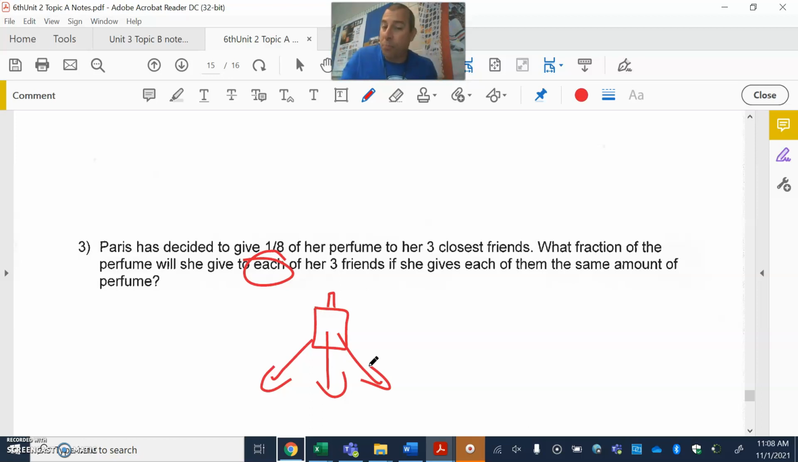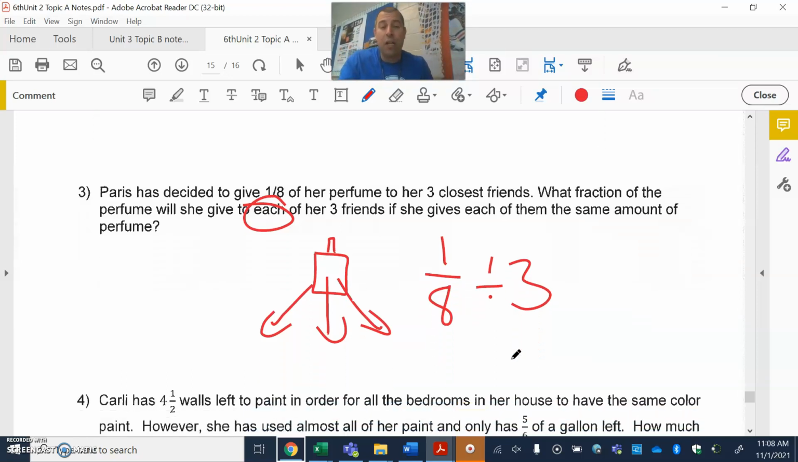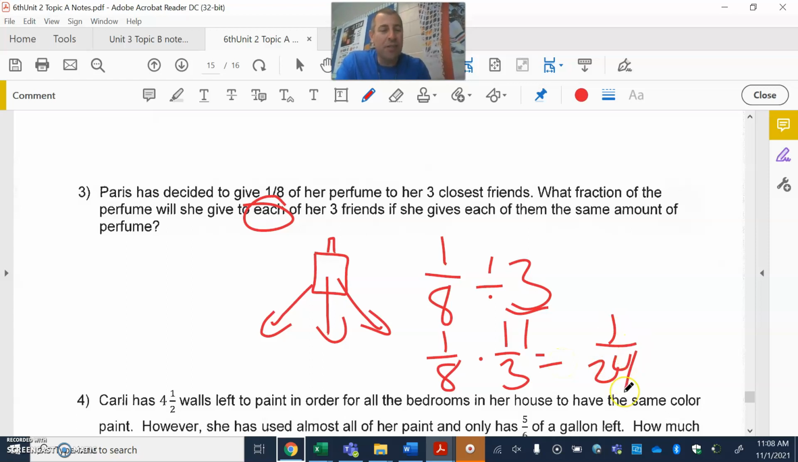So how much perfume does she have? Well, she's got the 1/8 of the bottle, and she's going to divide it up among the 3 friends. So again, that word each is key. So anytime we see each, that will always be the second number because that's what we are dividing by. All right, so let's go ahead and solve. Remember, we make it into a fraction. To divide, we multiply by the reciprocal. No cross division. So each is going to get 1/24.